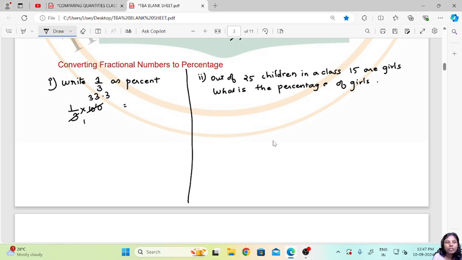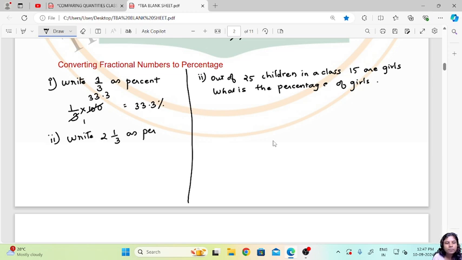Okay, so here we can say 1 by 3 is 33.3% of 100. Okay, similarly, if we have to find, write 2 1 by 3 as a percent.